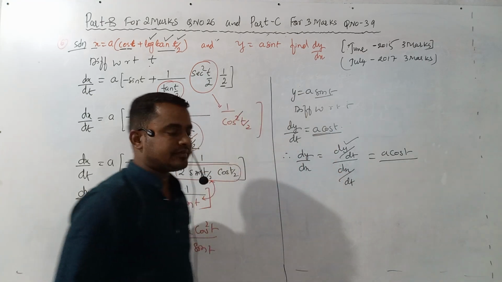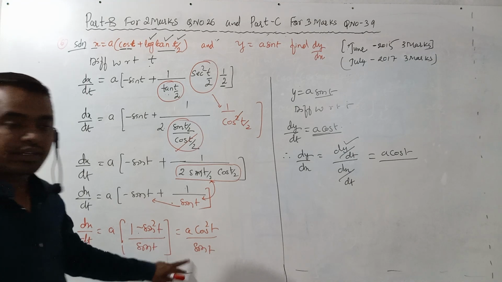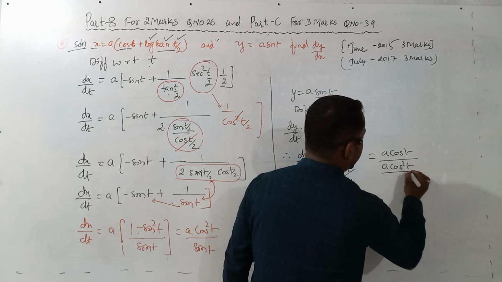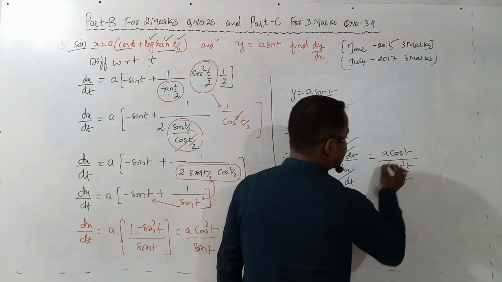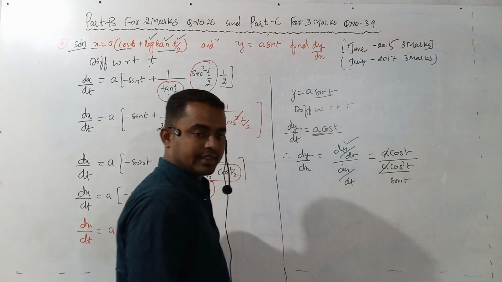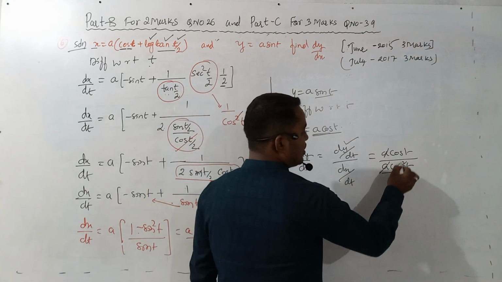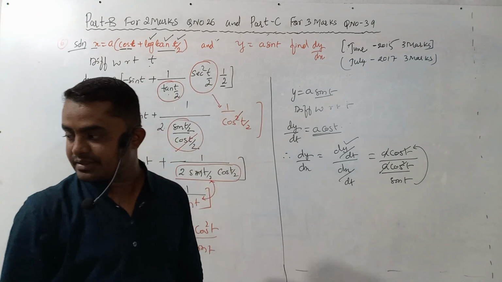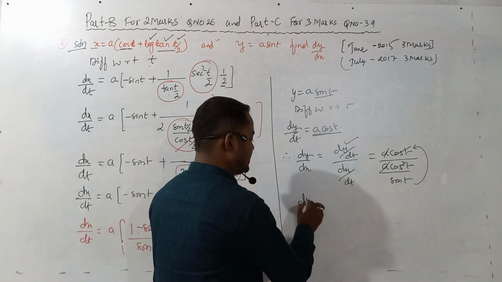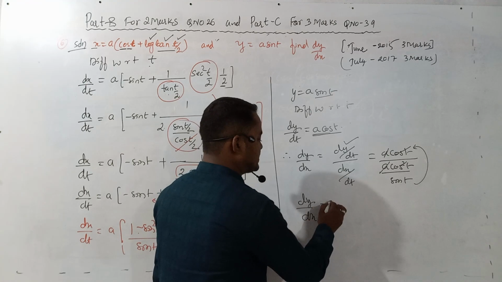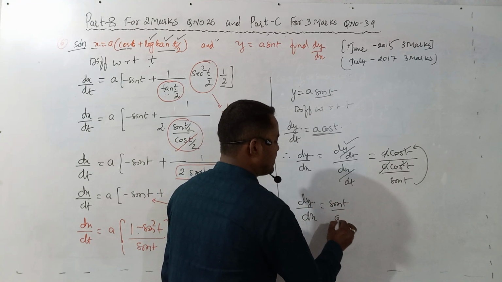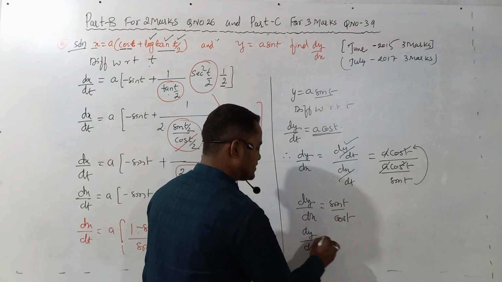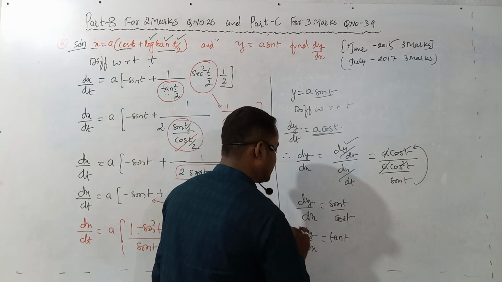Divided by dx by dt, which is a cos square t divided by sin t. This a gets cancelled. One cos cancels. This sin comes here in the numerator. Now dy by dx is equal to sin t by cos t, which is tan t. This is your final answer.